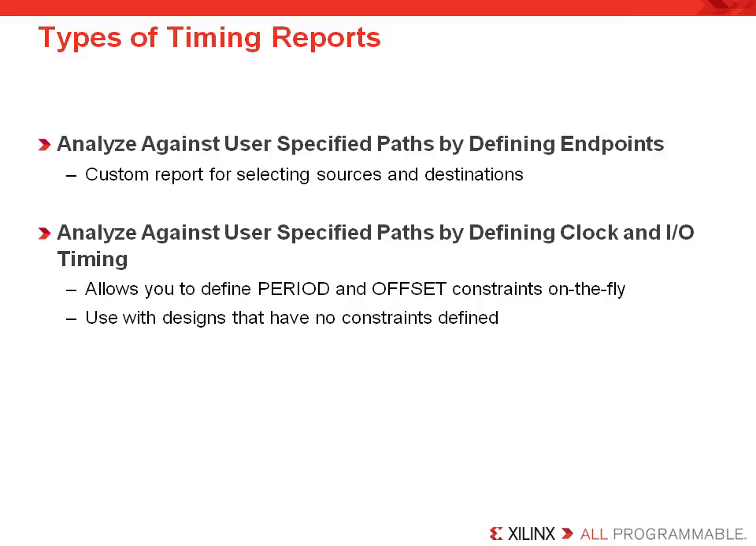Then the next report is Analyze against user-specified paths by defining path endpoints. This allows you to create a custom timing report by selecting groups of sources and destination elements, usually flip-flops, pins, that sort of thing. Now this really is used by customers who say, look, I just want to verify that my timing from this source to this particular destination is no longer than I need it to be. To use this, you group your sources and group your destinations with the timing analyzer, and then you'll use this option to create a timing report.